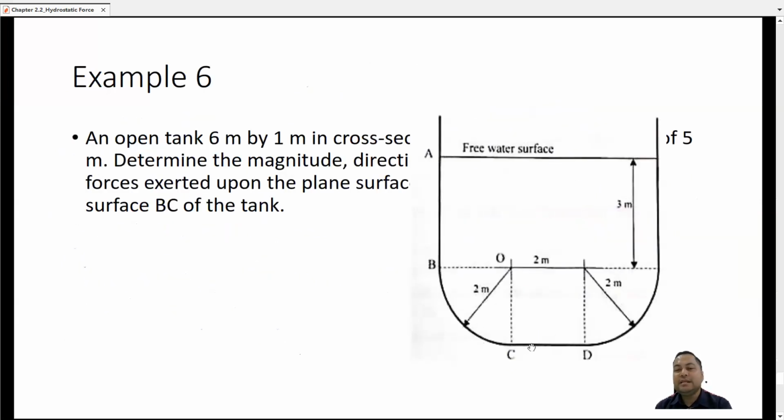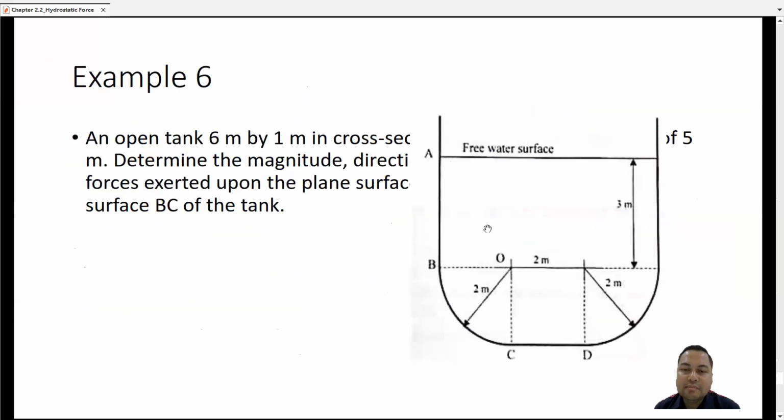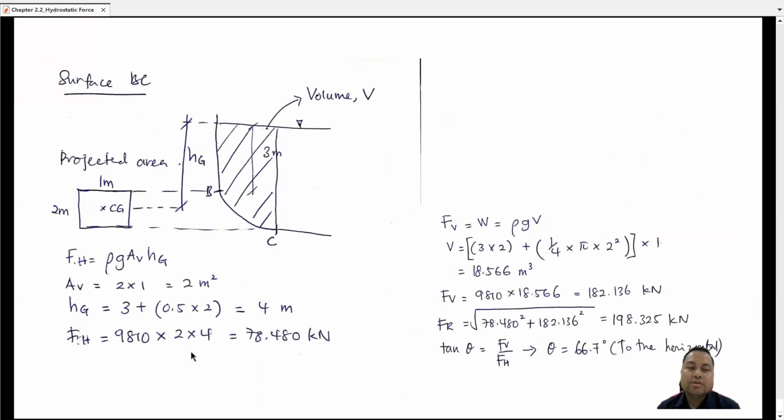Whereas for the surface BC, bear in mind, we need to determine the horizontal and the vertical components of it first. So F horizontal can be obtained by using rho g Av Hg. So imagine that this plane here is vertical. So Av is 2 meter times 1 meter. Hg is equal to 3 plus half of 2, which is 4 meter. So F horizontal can be obtained by using this, and we got it as 78.48 kilonewton.